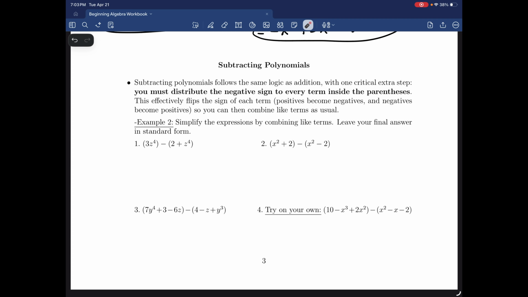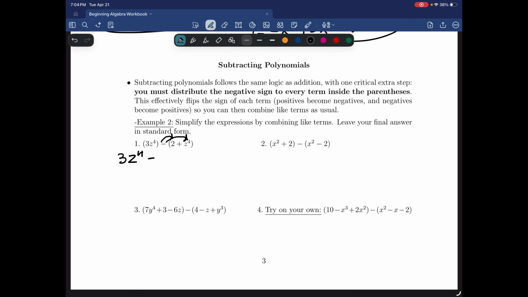So because we're subtracting this whole thing, we have to distribute in this negative sign to both the 2 here and the z to the 4th power. So when we do that, we get 3z to the 4th minus -1 times 2 is -2. And then we distribute in this negative to this positive z to the 4th. It ends up becoming -z to the 4th. And now we can go ahead and combine these two terms, and that would get us 2z to the 4th. And then we're going to go ahead and carry along that -2. And that's your final answer.